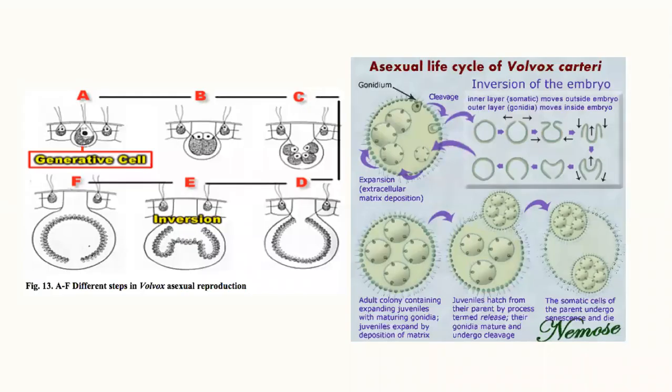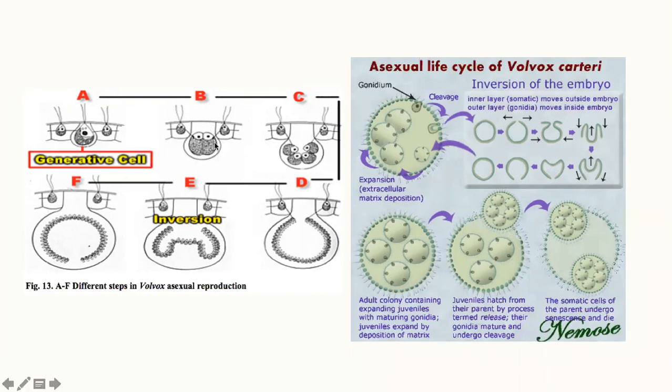So in a nutshell, the asexual life cycle of Volvox is mainly through the formation of a gonadium, and any posterior end cell can function as a gonadial mother cell, you could say that. And some random cell in the posterior end will start enlarging and the contents will first undergo a longitudinal division to give rise to two cells.